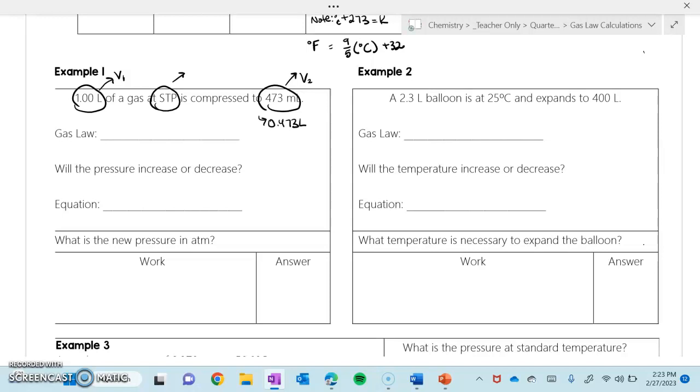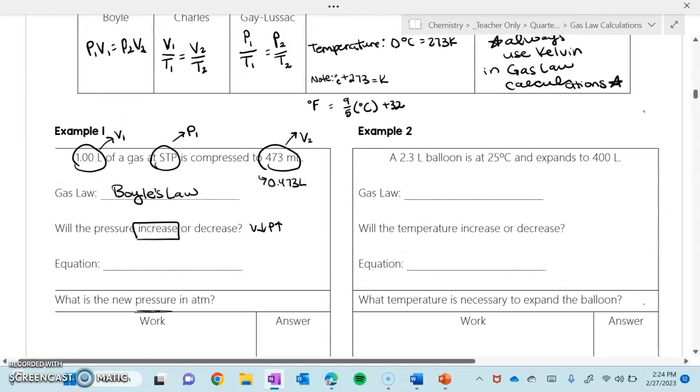Then it says, what is the new pressure? Since we're looking at the relationship with pressure, we're only going to care about the pressure from STP. So our relationship here looks like we're doing volume and pressure. Which gas law is that? If you said Boyle's law, you are correct. It says, will the pressure increase or decrease? Well, our volume is going down. According to Boyle's law, our pressure should go up, because as volume decreases, pressure increases. That's what we did last week.